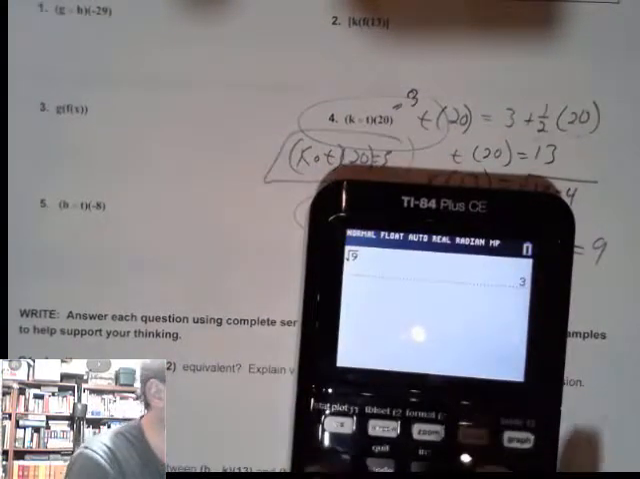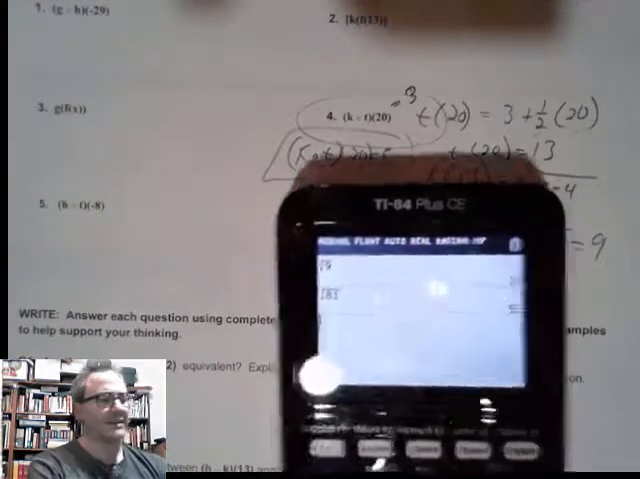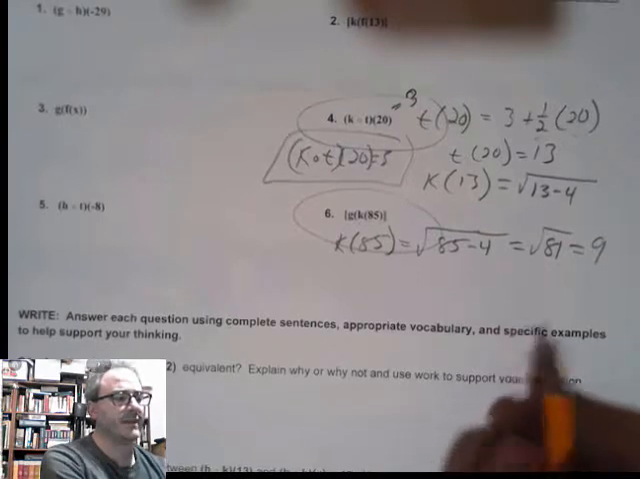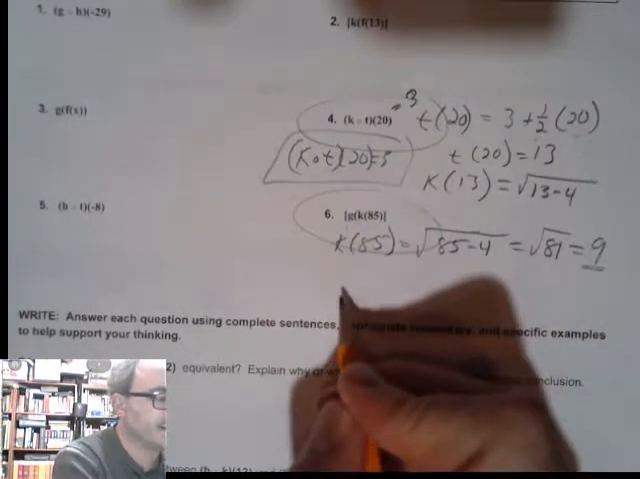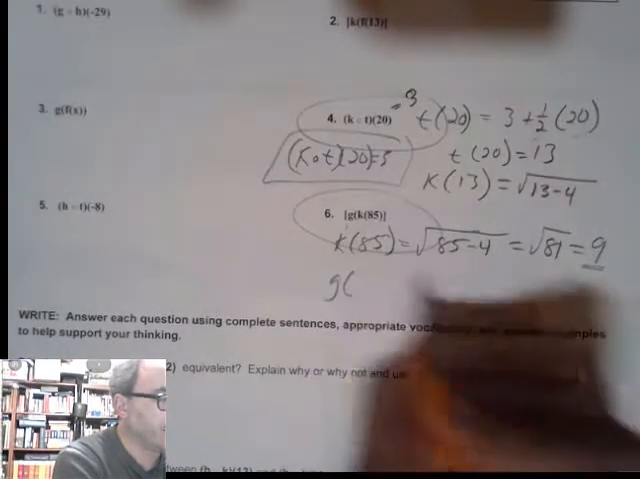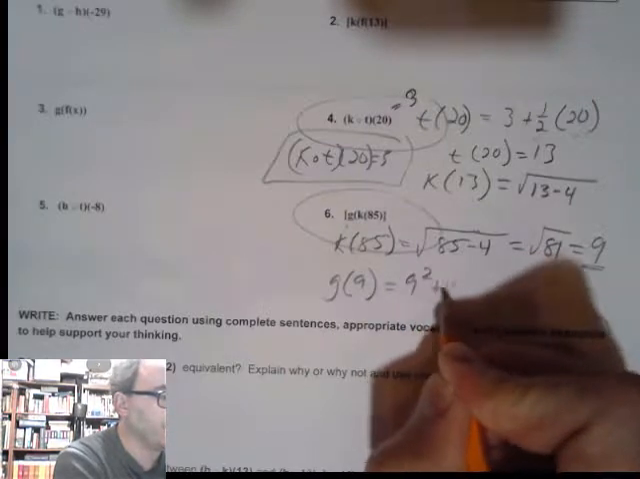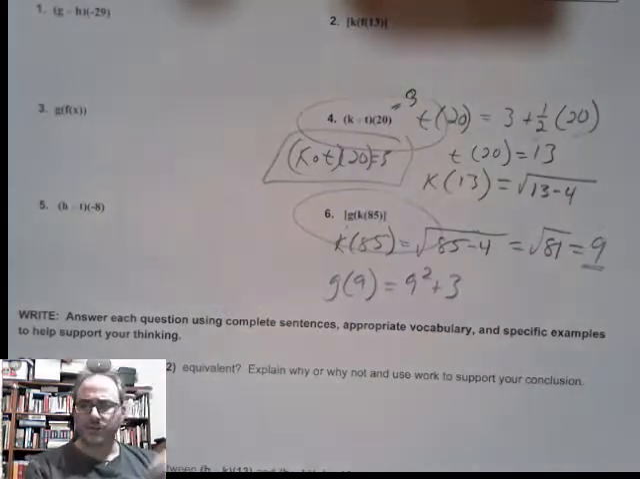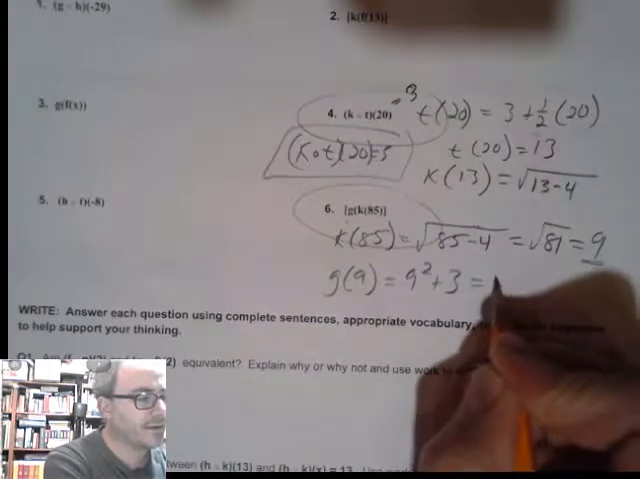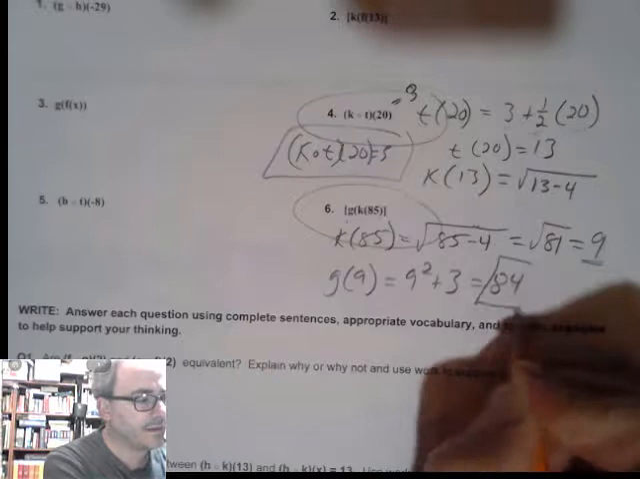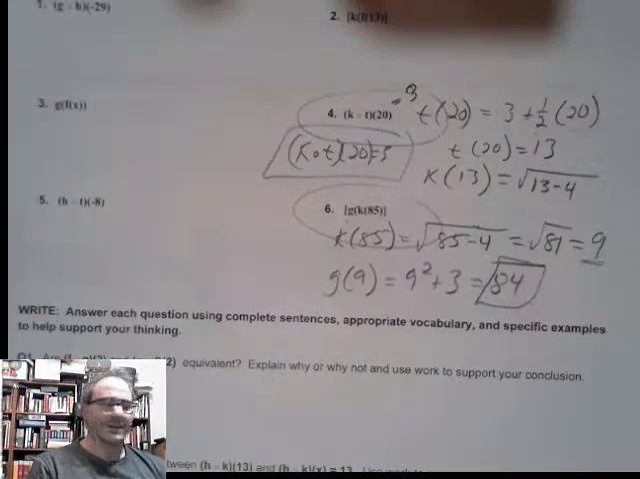And again, if you don't know that, you go to second, square root, 81, press enter, 9, because 9 times 9 is 81. I now got to put 9 into my new function, the G of X. So the G of 9 is now going to be 9 squared plus 3. Well, 9 squared is 81 plus 3. 81 plus 3 is 84. You could just circle the 84, or you could rewrite it. That's how it's done, folks.